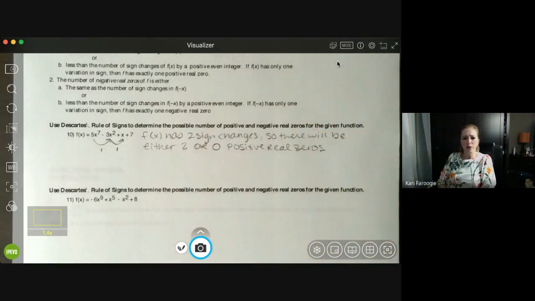So kind of helpful, but also if you're like, well, 2 or 0, I mean, that's still a lot of open territory. Any questions on this part for this function?